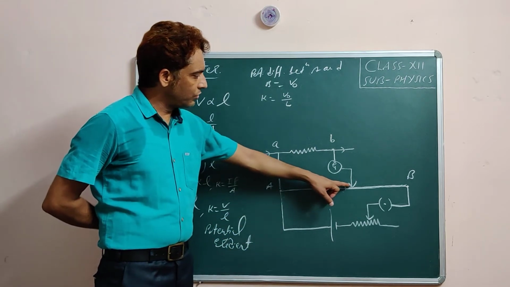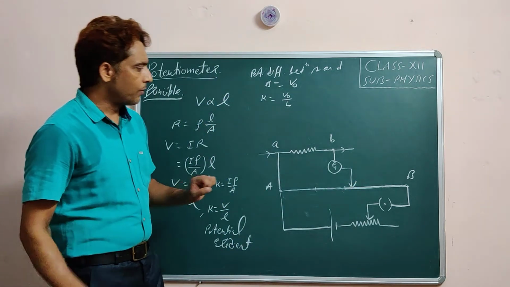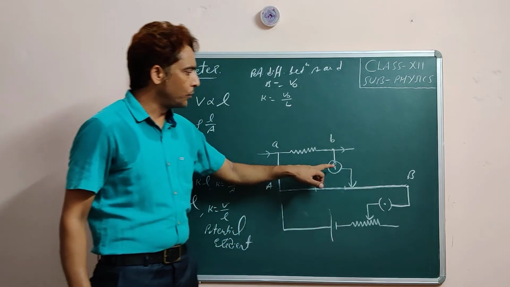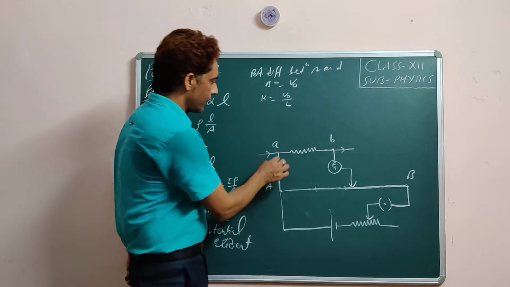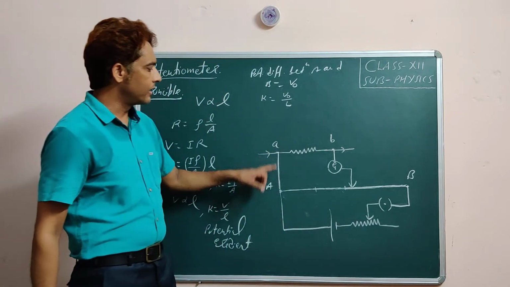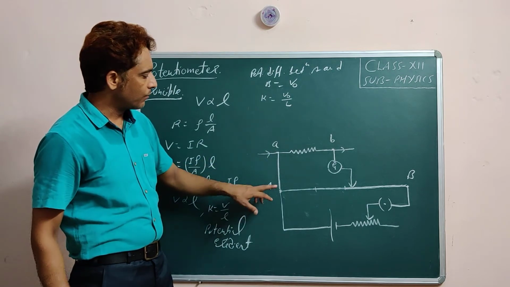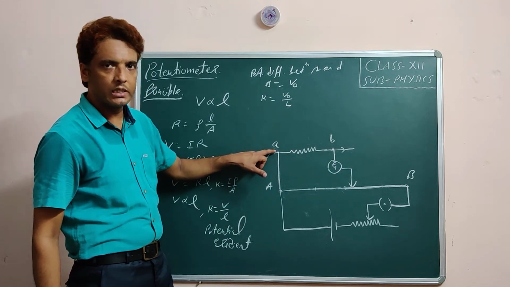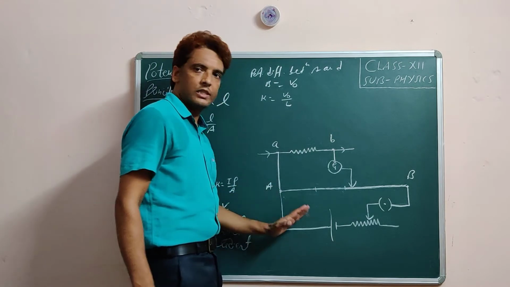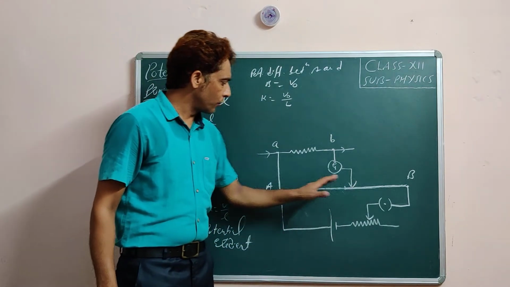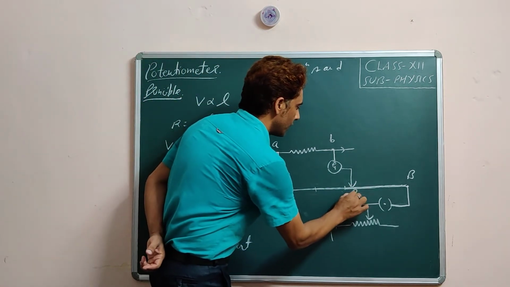So if I move this jockey from end A toward end B, there will be some point on this wire for which this galvanometer shows no deflection. Actually, this point small a and capital A are at the same potential. This is a connecting wire of very small resistance. So we can assume that potential at point A and this small a is same. And these 2 points are at higher potential in this case. So if I move jockey from end A toward end B, let this P be the point.